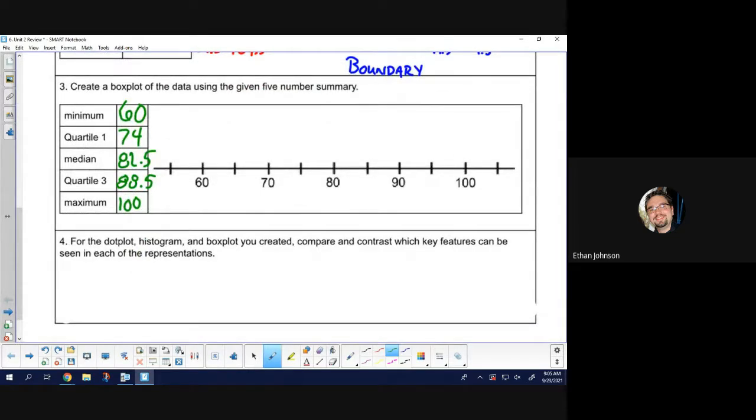So we're going to draw a bar above each of these numbers: 60, roughly where 74 is, 82.5, 88.5, and 100. Make our box by combining Q1 to Q3, and then draw in our whiskers.